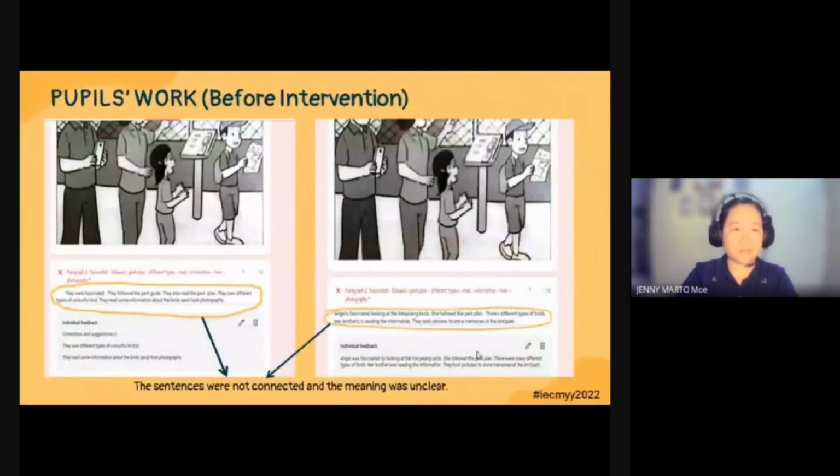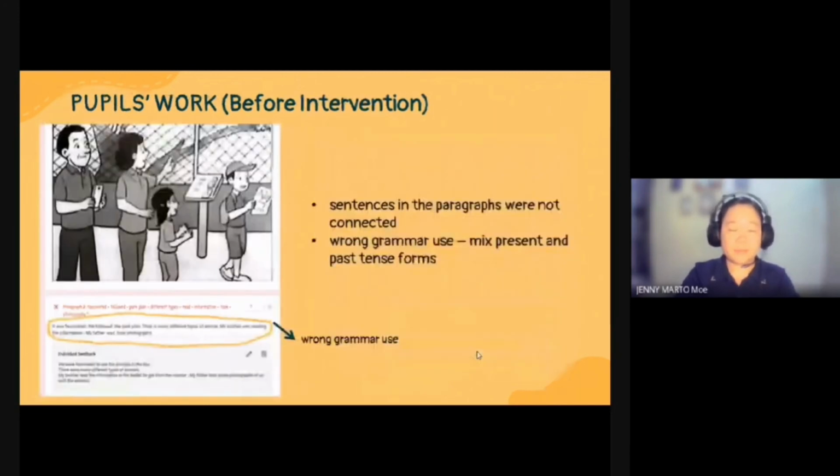Now these are my pupils' work before intervention. You can see the one on the left and the one on the right. The sentences were not connected and the meaning was unclear. The sentences are like being separated, so it jumped from different parts of the sentence and then the meaning was unclear. And another problem that they had was they used wrong grammar.